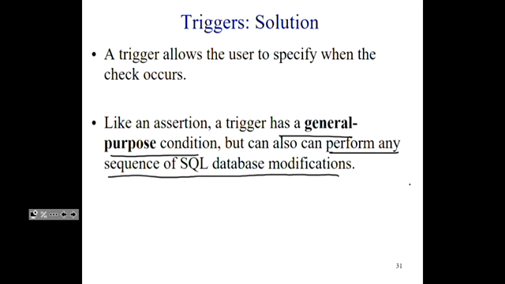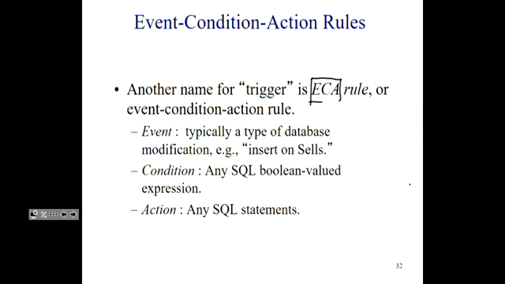So triggers follow a fairly powerful template. This is the ECA template, which is the event-condition-action template. It starts off with an event. This is a type of database modification, such as inserts on Sells.